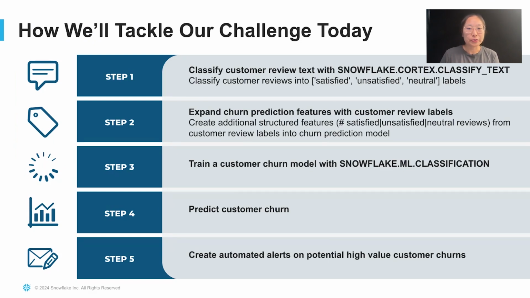We'll also use the trained model to run the latest customer churn predictions and create automated alerts on potential high-value customer churns, so that our team at Ski Gear Co. will receive these alerts and then start targeting these churning customers with our retention marketing campaigns.